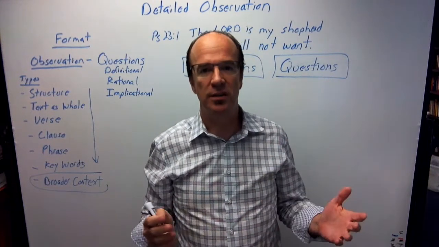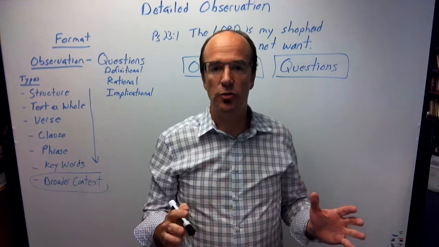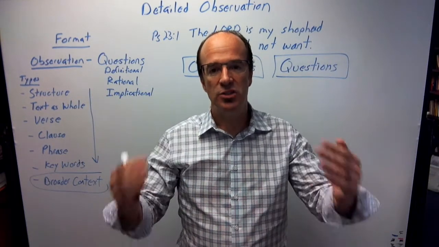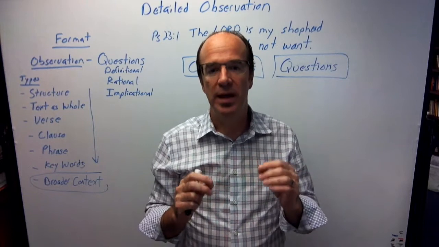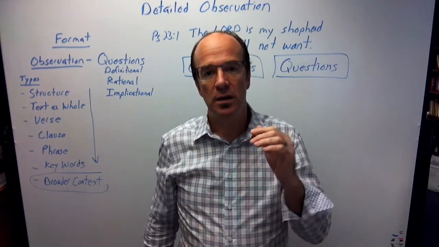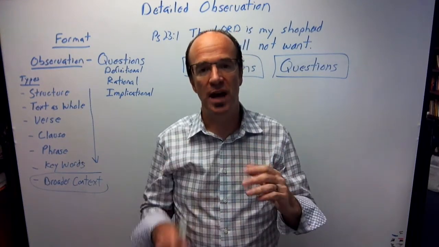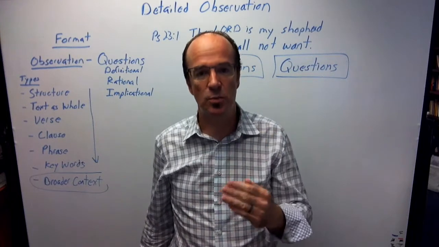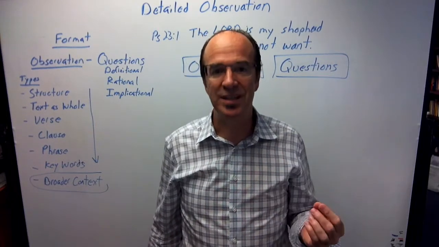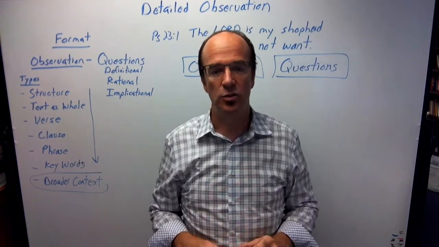I want to talk today about how to do detailed observation. You've done a survey so far. Now the next step is to learn how to make really deep, penetrating, descriptive observations on a smaller part of a text. Now in the broader IBS process, we would be taking a strategic area from your survey and then doing a deep dive into it.